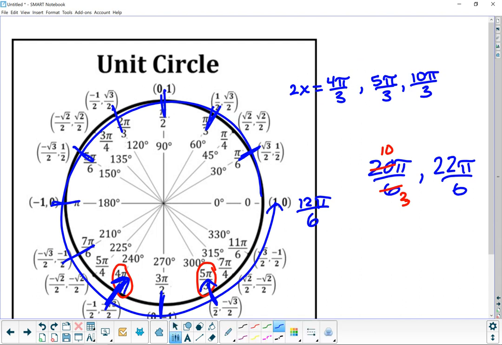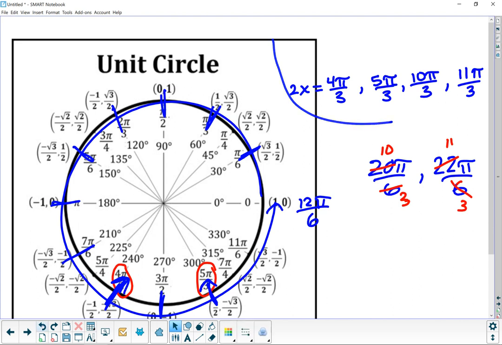And then my last answer is, let's see, 22 over 6. I can divide it by 2 again. So that's 11 over 3. So the last one's 11 pi over 3. So those are all my solutions.